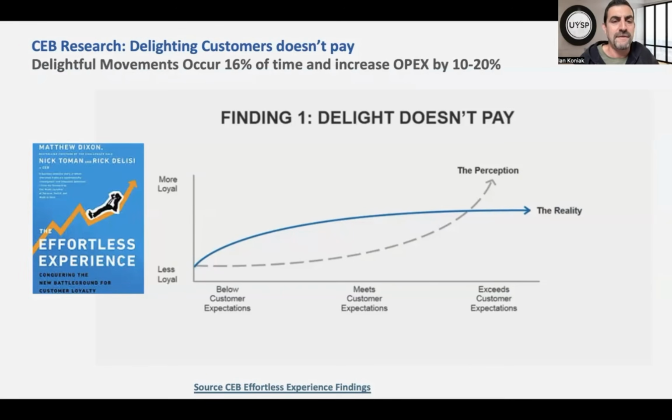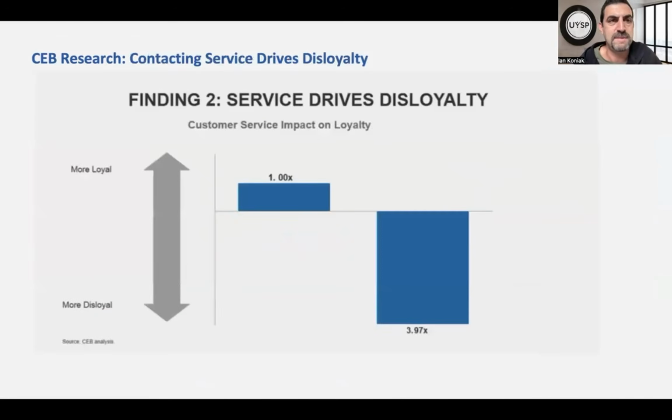It doesn't pay off. The reality is, as long as you meet the customer expectations, they're okay. It doesn't create more loyalty when you exceed it. It's the same amount of spend and the same amount of loyalty. And I cited some research from The Effortless Experience. And then I challenged what they were doing.